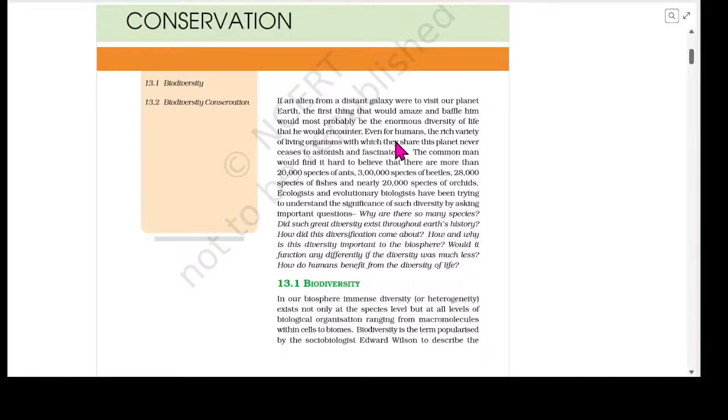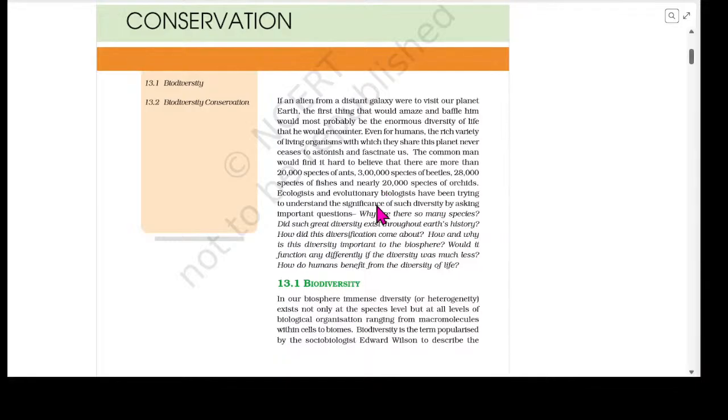Even for humans, the rich variety of living organisms with which they share this planet never ceases to astonish and fascinate us. The common man would find it hard to believe that there are more than 20,000 species of ants, 3 lakh species of beetles, 28,000 species of fishes, and nearly 20,000 species of orchids.